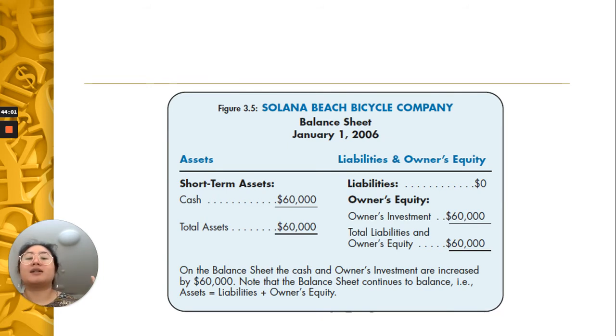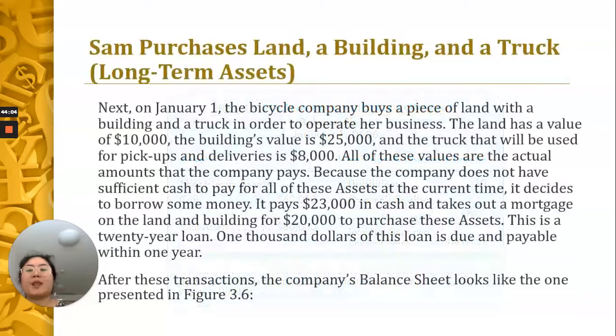For now it is 60,000. Okay, let's see the next transaction: Sam purchases land, building and truck. Next, on January 1st, the bicycle company buys a piece of land, a building and a truck in order to operate her business. The land has a value of 10,000.